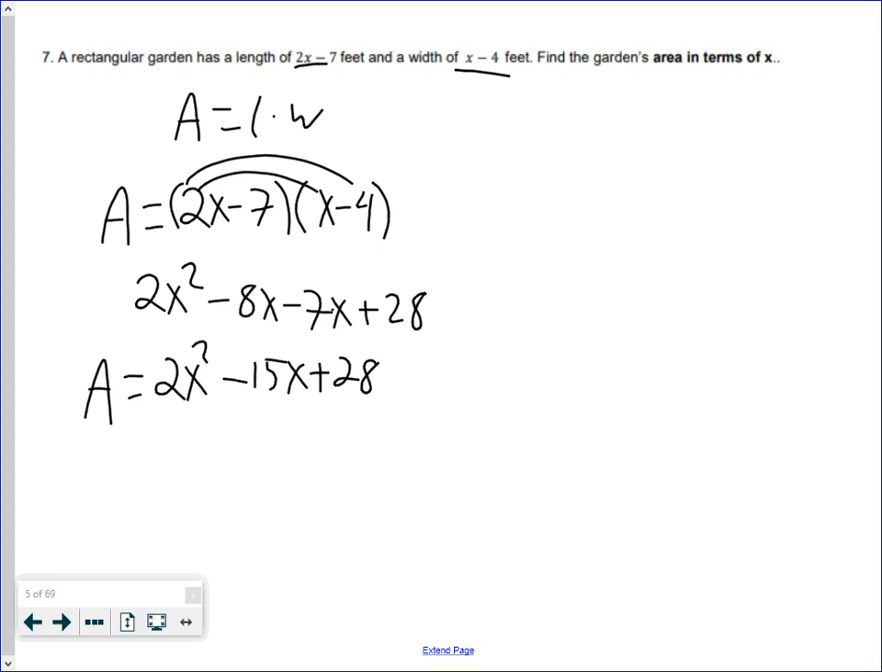That's how you do it. Multiply length times width. Make sure you actually FOIL it correctly, and you'll get your area. We can't go any further from here, so that's what we get.